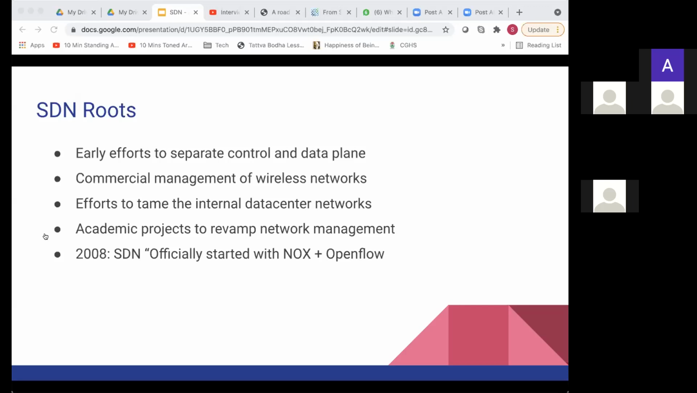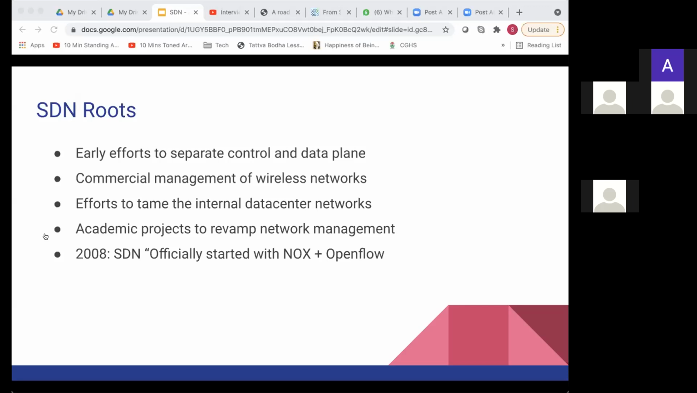Yeah. So we will talk about the specific gains with SDN at a later point. But these were the holes in the architecture so far, right? And many people were working on it. It wasn't a single idea.